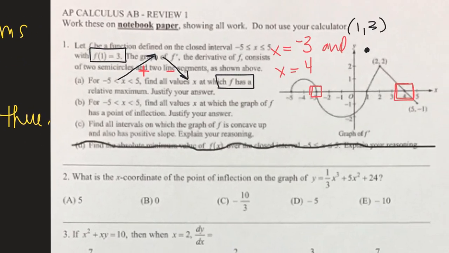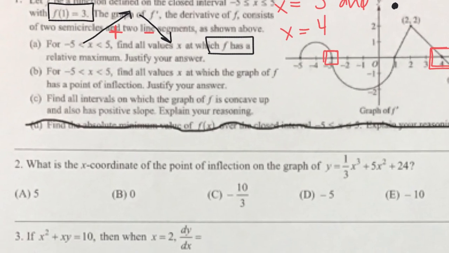Okay, so now we're looking at B. At what values does the graph of f have a point of inflection? Okay, so a point of inflection happens when f double prime changes signs also. Okay, so where might this happen? This might happen at the relative maximum or a relative minimum for your f prime graph. Okay, so we have three potential places where we have points of inflection.